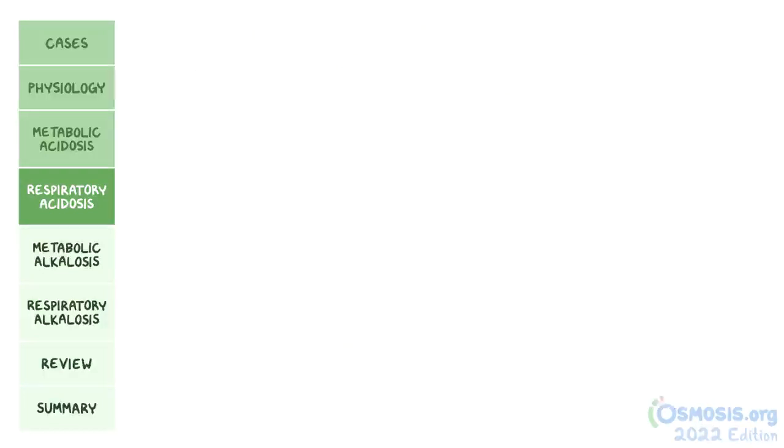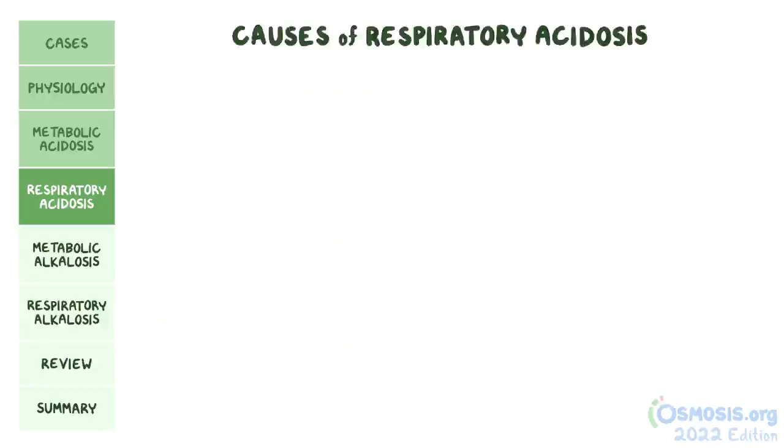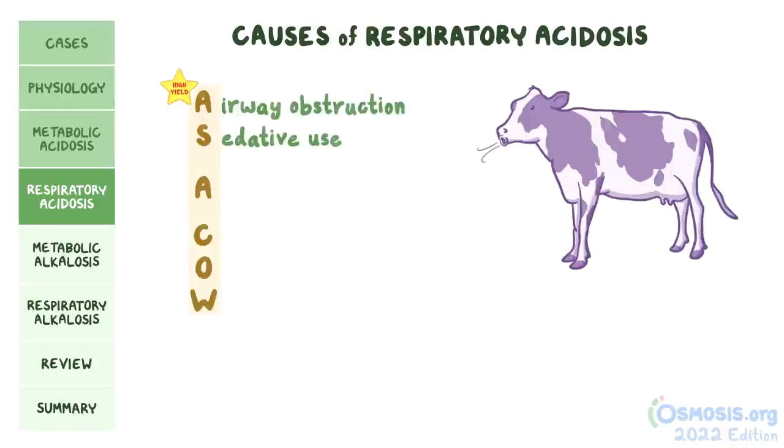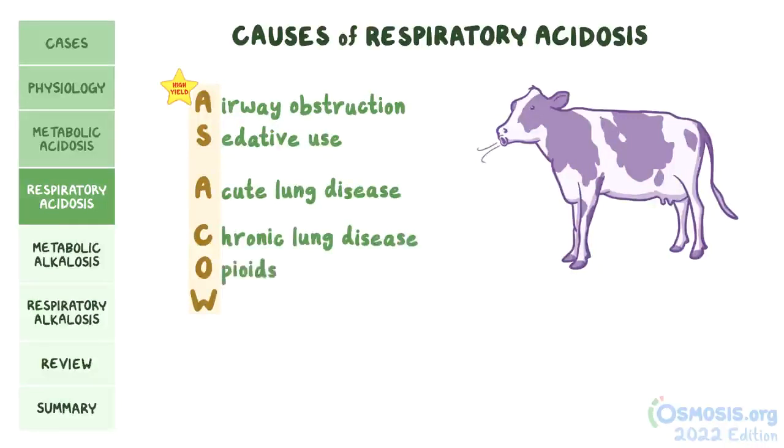Now, to easily remember the causes of respiratory acidosis, let's imagine a cow that's breathing slowly, as a cow. A for airway obstruction, S for sedative use, A for acute lung disease, C for chronic lung disease, O for opioids, and W for weakening of the respiratory muscles.